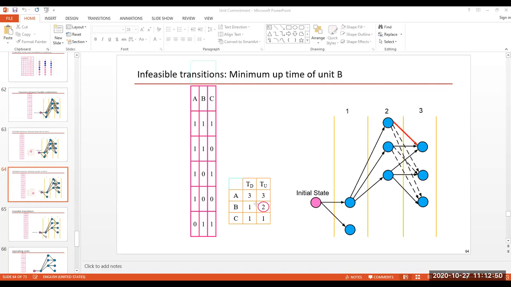the uptime for unit C is also 1 here in the table, the middle table. So within 1 hour, I can switch between on and off for unit C. So this is feasible. The other two unit statuses are unchanged. So I have to only check this flipping from 1 to 0. Because it is in the on state, I have to consider minimum uptime, or on time. Because it is 1 hour, I can flip it from here to here. So it is a feasible transition.